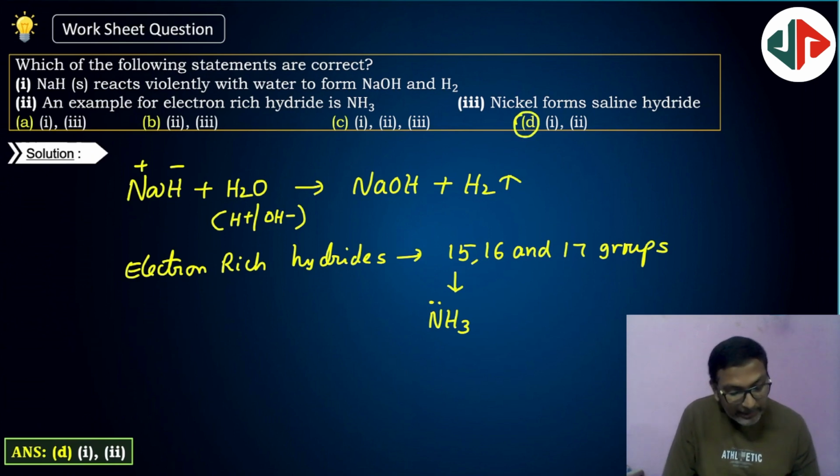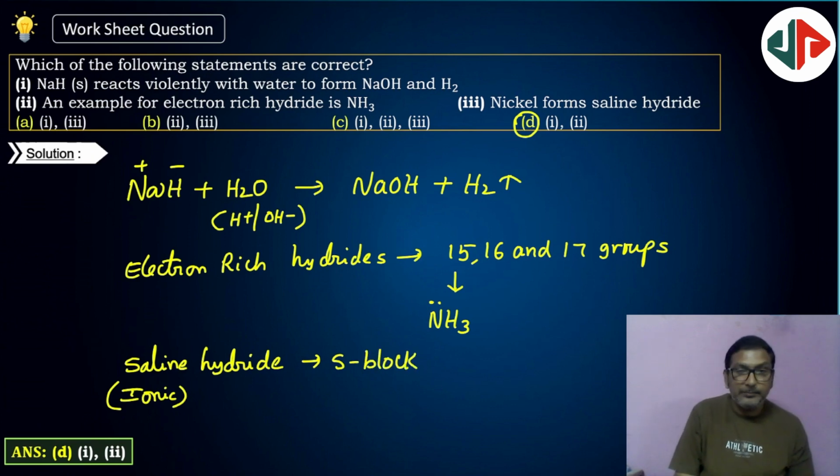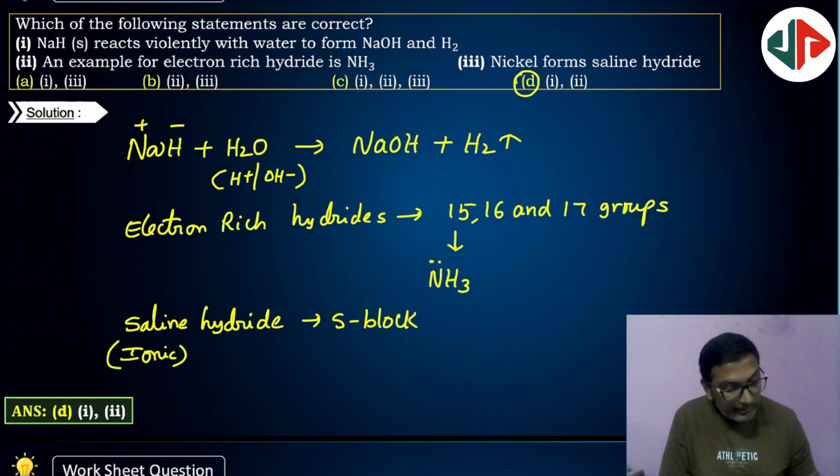Next, what about 3? Nickel forms saline hydrides. Nickel is a D block element. Saline hydrides, meaning ionic hydrides, are formed by S block elements. But here nickel is D block. Therefore 3 is incorrect. 1 and 2, D option. Next.